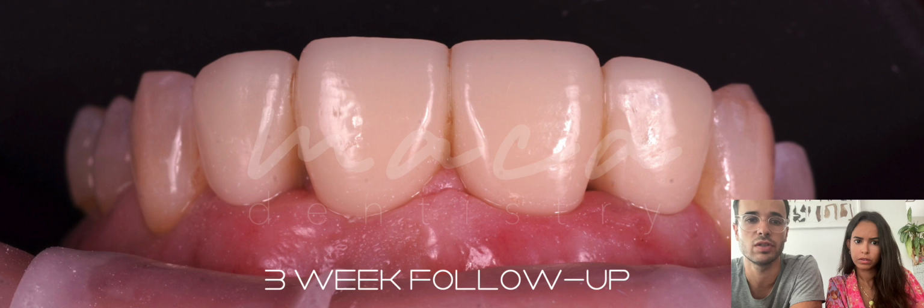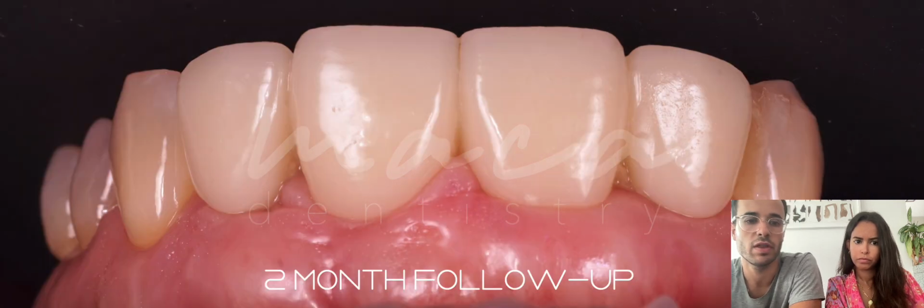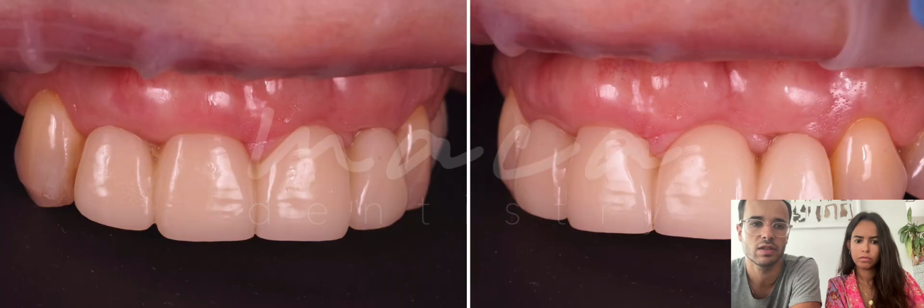And at this point you can see that the papilla between 11 and 12 and between 21 and 22 still isn't complete. But 2 months after the surgery you can see the papilla is now almost fully present, and this is because we increased the volume of the soft tissues, which gave support to the tissues to grow and fill the space that they have between the teeth.